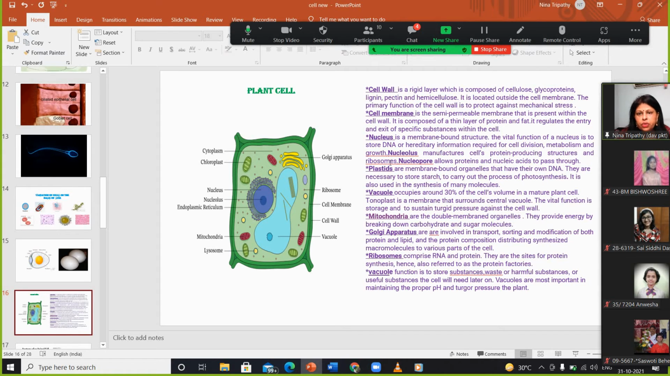cell. Then the nucleus has the nuclear membrane and performs the vital function of the cell, containing the DNA and hereditary information required for cell division and metabolism, and it has the nucleolus inside that. The nucleolus produces the protein-producing structures, ribosomes. Then the nuclear pores: the membrane has pores that also allow proteins and some substances, nucleic acid, to pass through it.